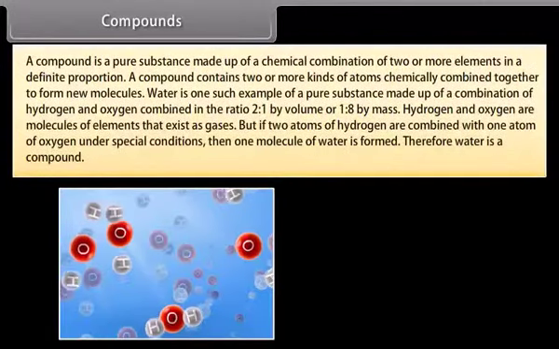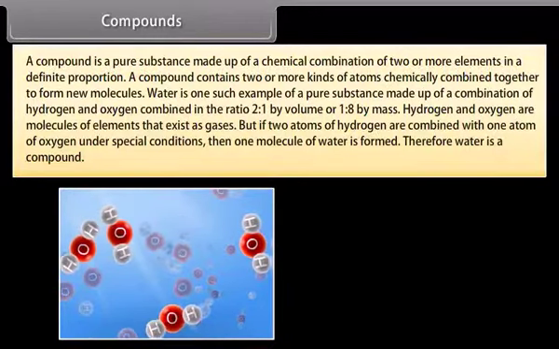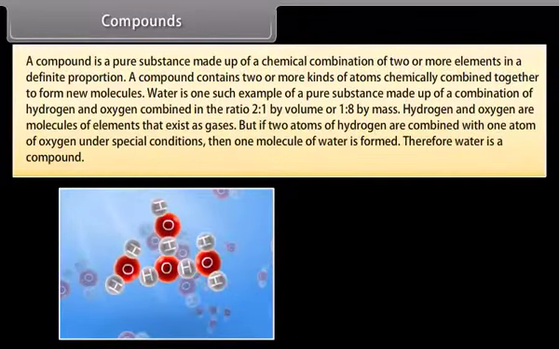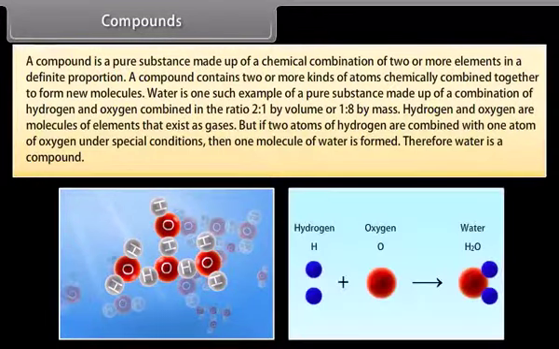Compounds. A compound is a pure substance made up of a chemical combination of two or more elements in a definite proportion. A compound contains two or more kinds of atoms chemically combined together to form new molecules. Water is one such example of a pure substance made up of a combination of hydrogen and oxygen combined in the ratio of 2:1 by volume and 1:8 by mass.